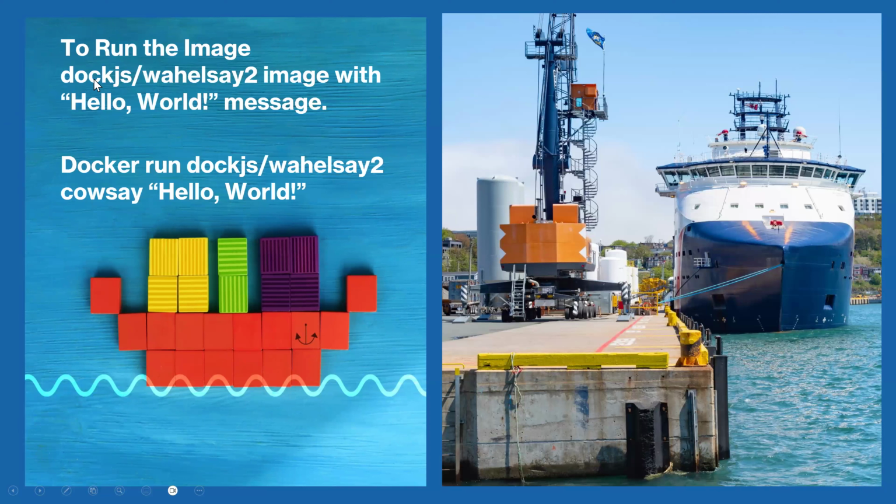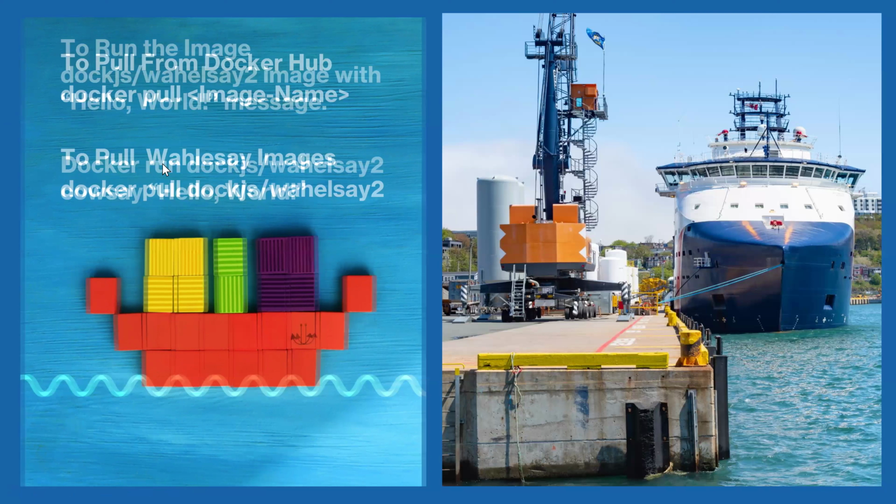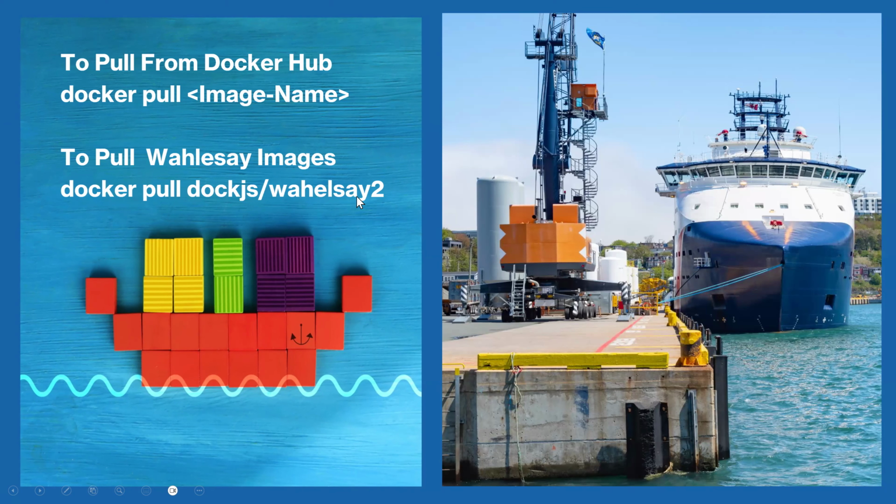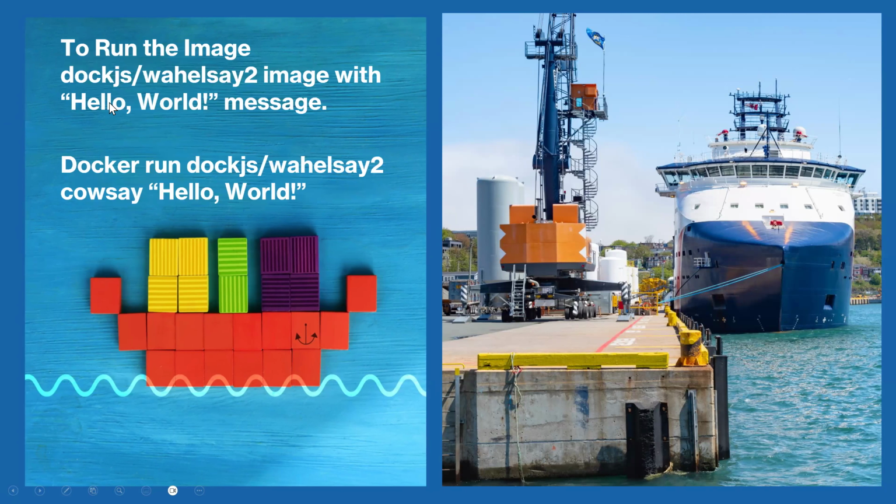To run the image that you just downloaded using the pull command earlier, like this one, docker pull cowsay, now this image is on your local machine. So when it is there, you could type in docker run to run the image. You could say the cowsay image with a hello world message. So you say docker run cowsay. In this case, I just use cowsay hello world.